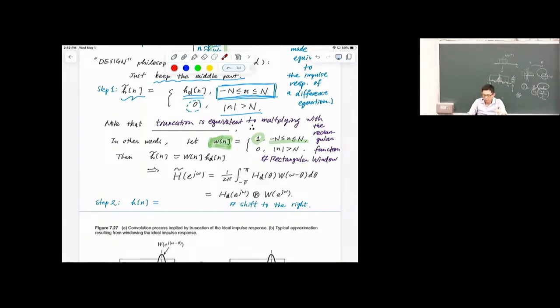Further, because we have multiplication in one domain, what do we have in the other domain? Multiplication in the time domain means convolution in the frequency domain. So effectively, by simply keeping the middle part, this design leads to a frequency response that can be expressed as a convolution of the desired response with the Fourier transform of the window function. Let me say this again, because this is important: multiplying in the time domain means the resulting frequency response is not going to be ideal anymore.